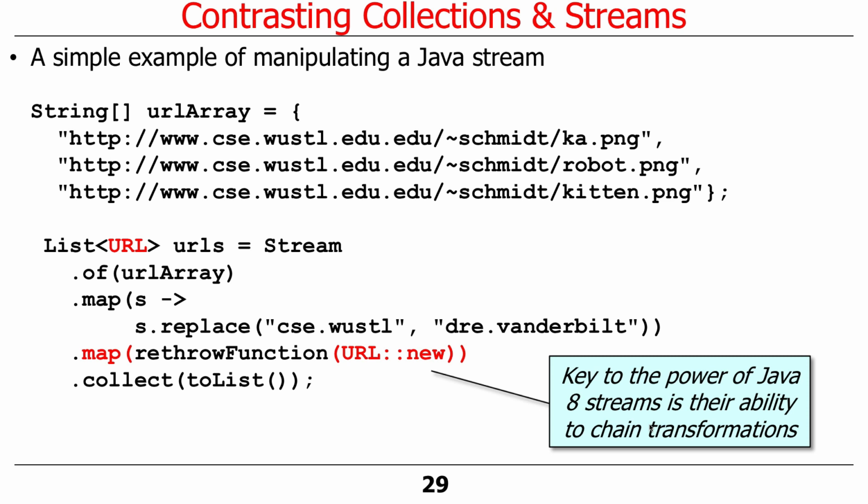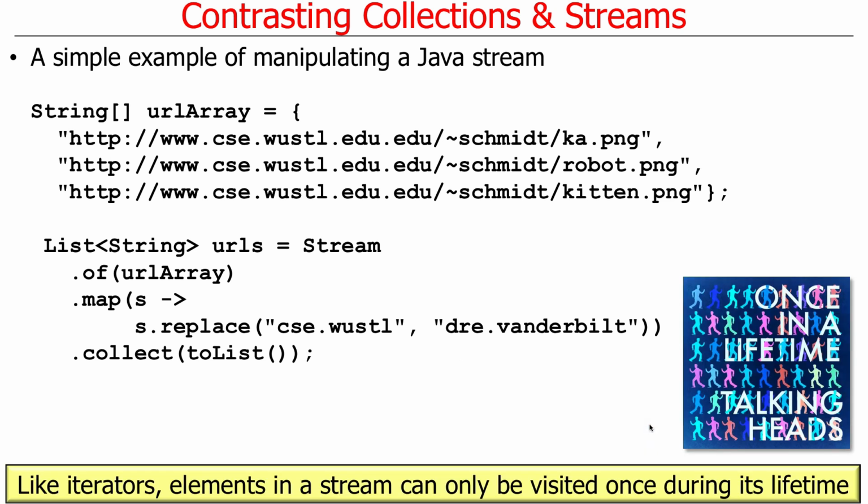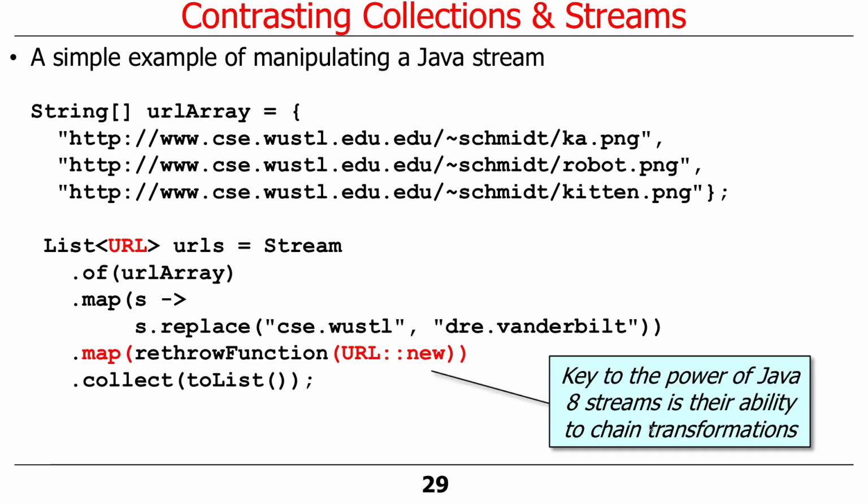The key to the power of Java 8 streams is their ability to chain together transformations. You'll notice here this is where we were making ourselves a list of strings. That was the stream. If we wanted to make this a list of URLs as opposed to a list of strings, that's all we have to do. We just throw in another transform. We take the stream of strings that comes out of the first map, add a new conversion that creates a URL from a string, and then we collect that. So now we have a list of URLs as opposed to a list of strings.